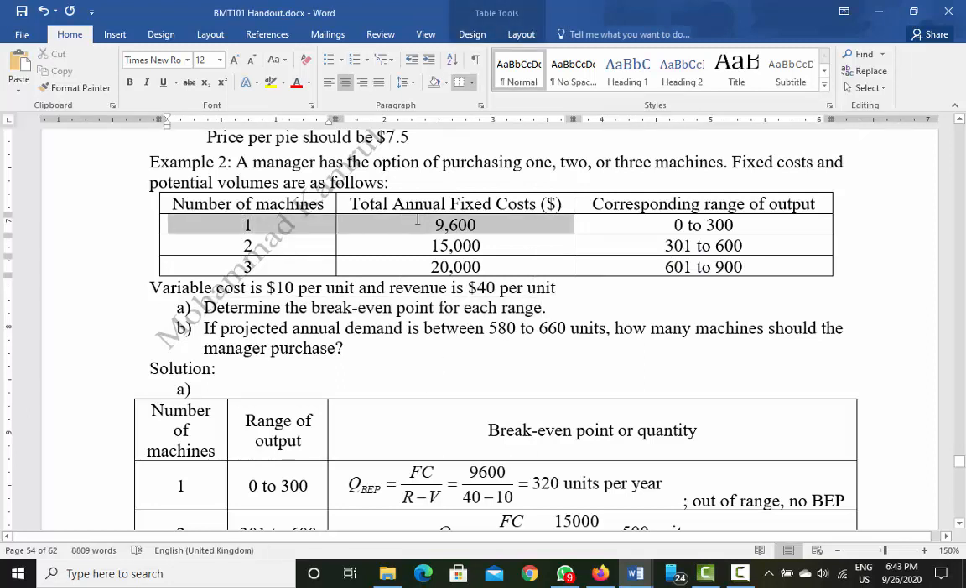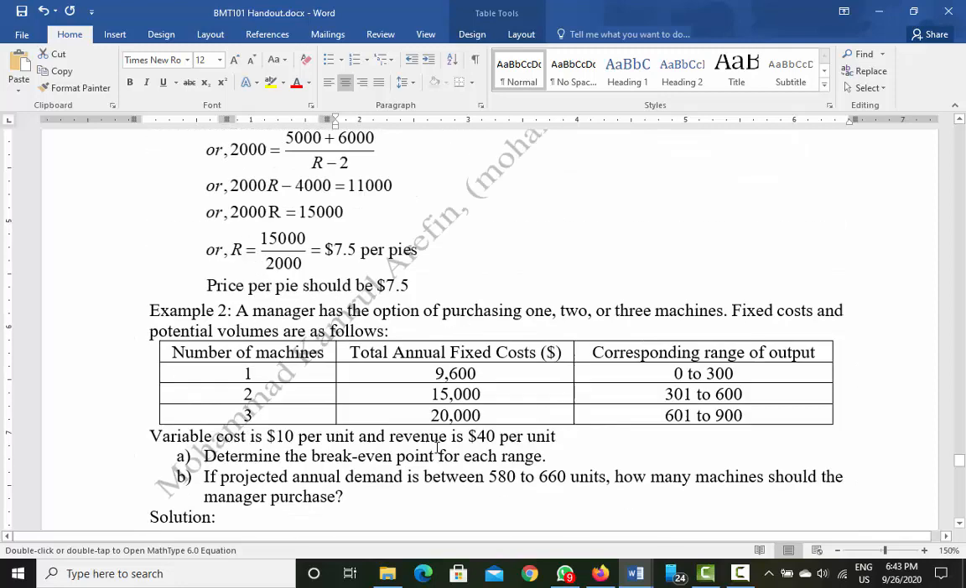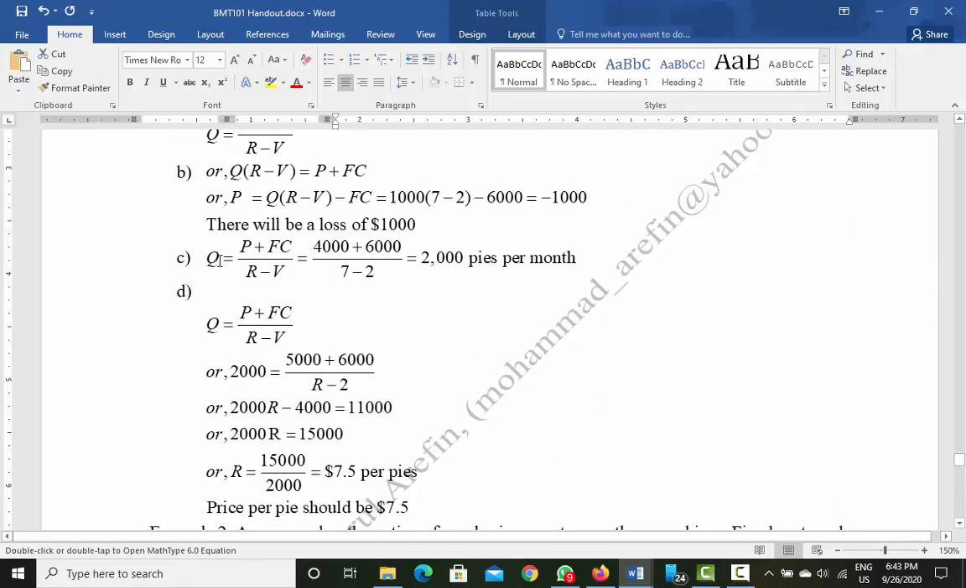So we need to find out the break-even point for this one, this one, and this one. We know that the break-even point is fixed cost divided by R minus V. As you know, the value of Q is profit plus fixed cost divided by R minus V. So this is the formula.